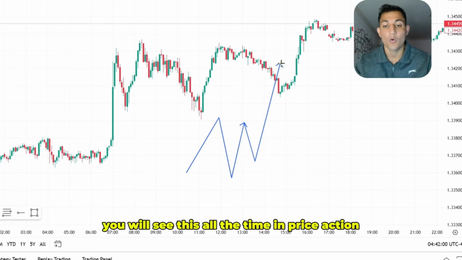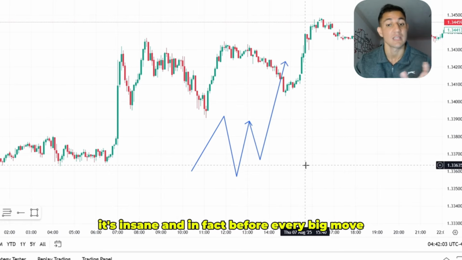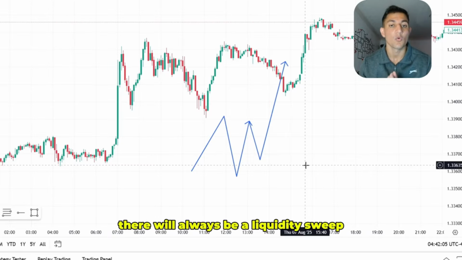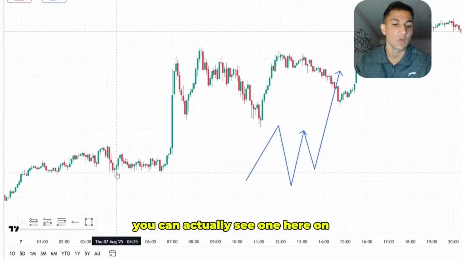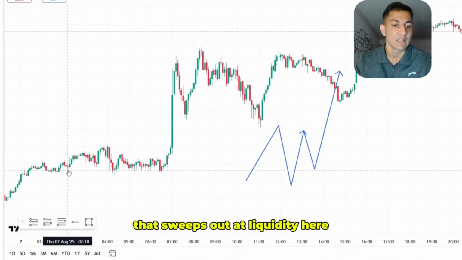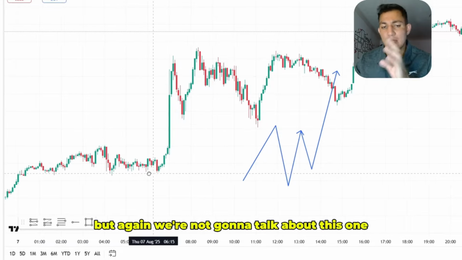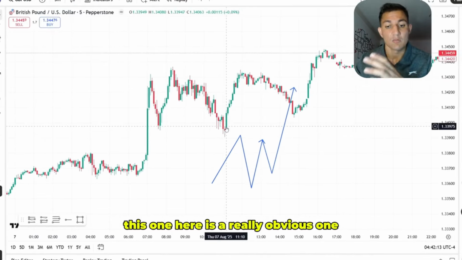You will see this all the time in price action. It's insane. And in fact, before every big move, there will always be a liquidity sweep. You can actually see one here, and almost a little baby one that sweeps out liquidity here. But again, we're not going to talk about this one. This one here is a really obvious one.